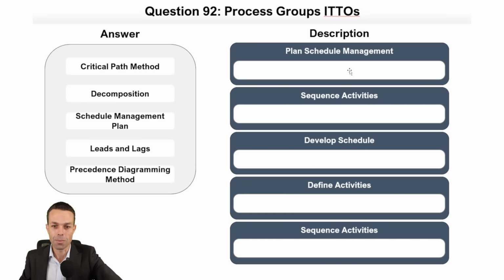Planning schedule management. Oh, these are process groups, inputs, tools and techniques, and outputs. Oh, these are tricky. Okay. Planning, well, hang on. The first one's not too bad, because what's the first one that we always do?